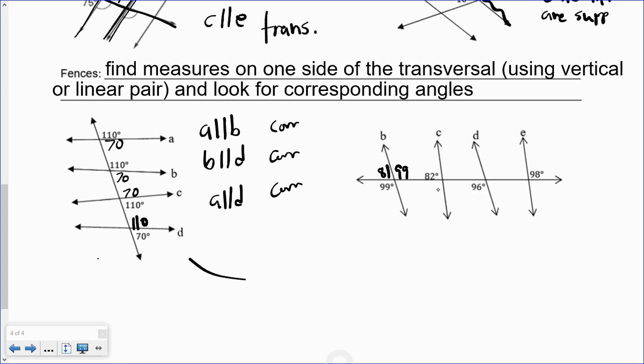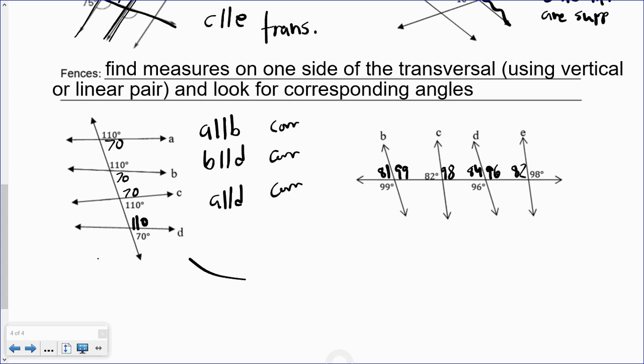Now for this 82, I have to use a linear pair to find the other angle. So 180 minus, that would be 98. Okay, I shift the 98 up using vertical, shift it up on the top side of the transversal. Then I use a linear pair to figure out the other one. 84. Yeah. All right. And then the only other angle I don't have is this one right here. Use linear pair. 82.